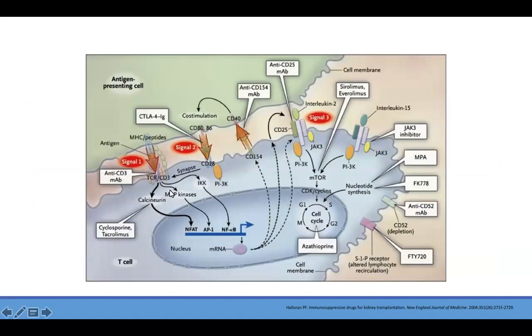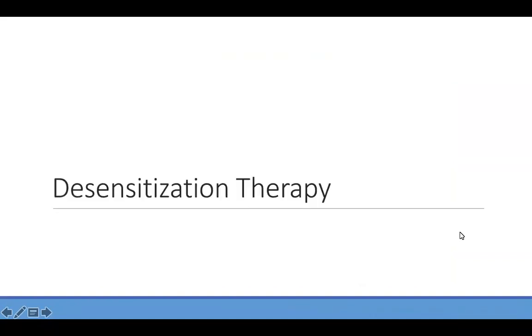Then we can move on to our co-stimulation, which is CD80 and CD86. This is where our belatacept will work, which we will discuss as well. We can go on to our IL-2, which is where basiliximab or Simulect will work. We will discuss that as well. Moving on to the mTOR inhibitor right here, which is our sirolimus and everolimus. We have our mycophenolate, our mycophenolic acid, which prevents nucleotide synthesis as well. And then we will move on to discussing them one by one.